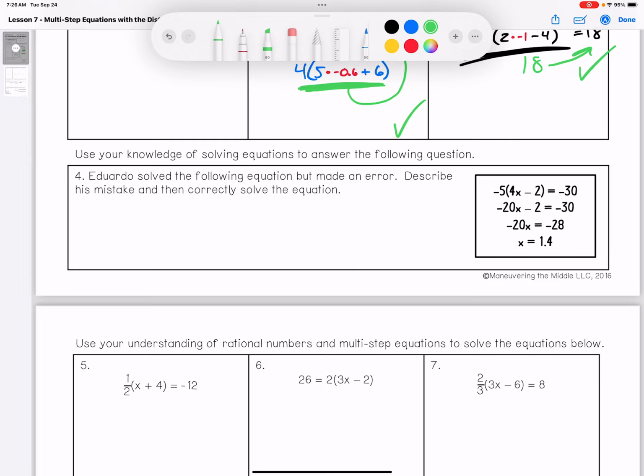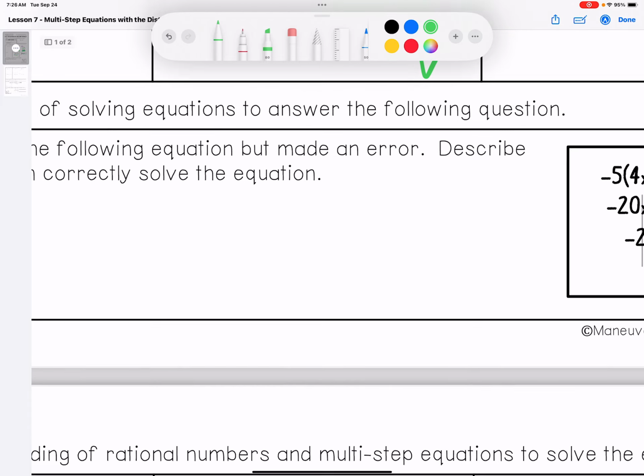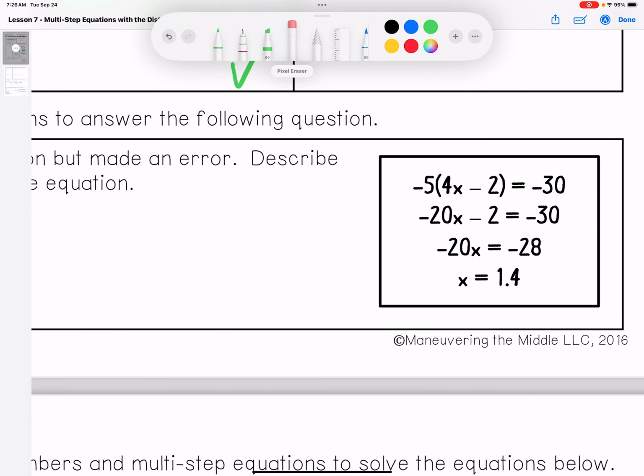Welcome back. I'm going to work it out first. I'm going to do that over here. I'm just going to kind of correct Eduardo over here. Negative 5 times 4x, that is correct. Negative 20x is correct. I'm just going to underline it. All right. He did not do what? Negative 5 times negative 2 is not negative 2. It is positive 10. So that's where his mistake was. So he didn't distribute to the second number.